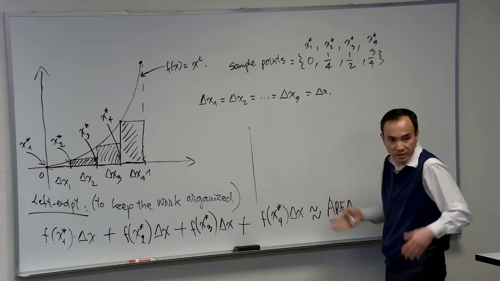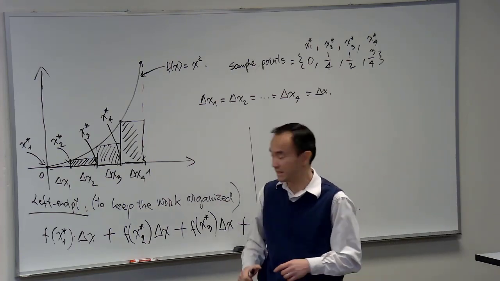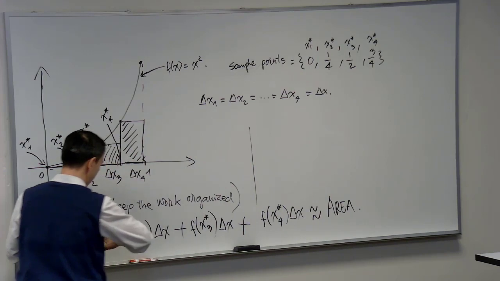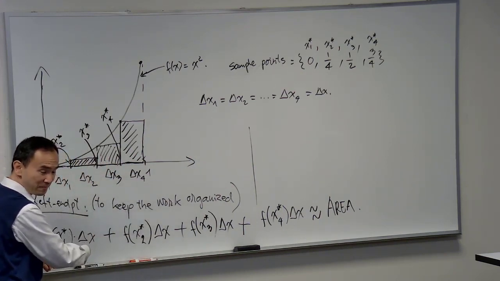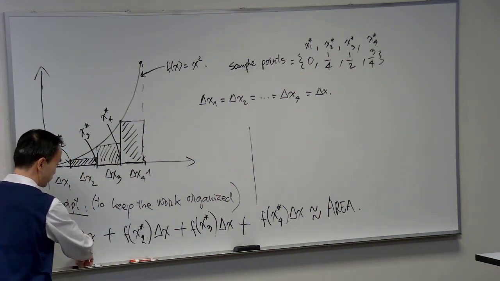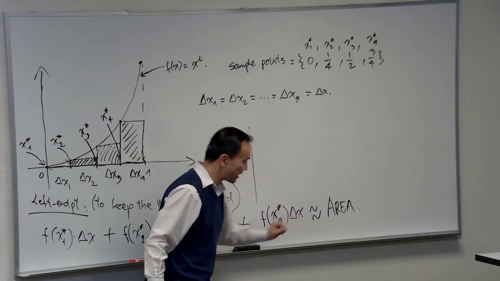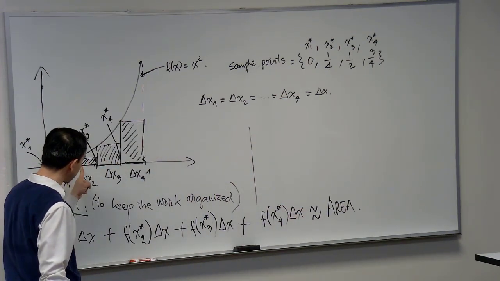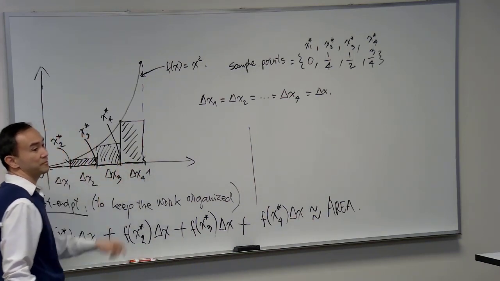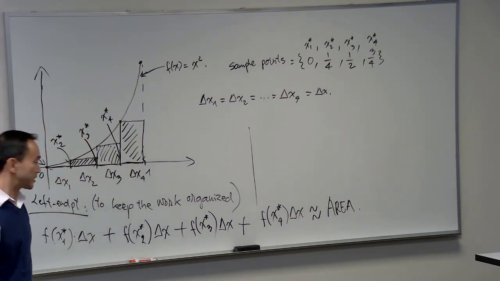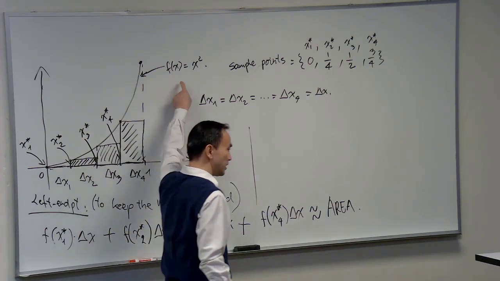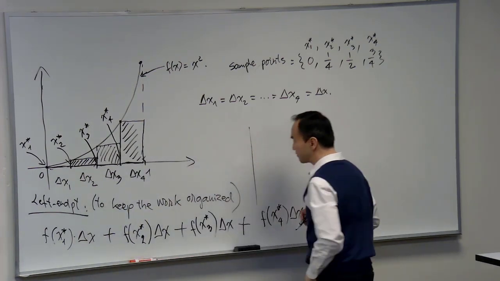Because right now we still don't know what that area is. All I know is that I can do some sort of trick, a playing around trick, some working around, and I'm getting to some approximate of the area. It's just the sum of these sub-rectangle areas. Sounds good with that?